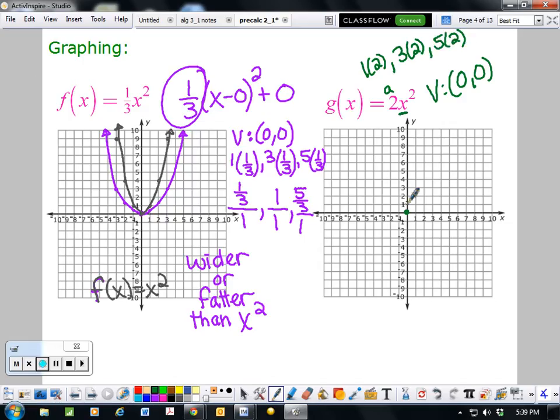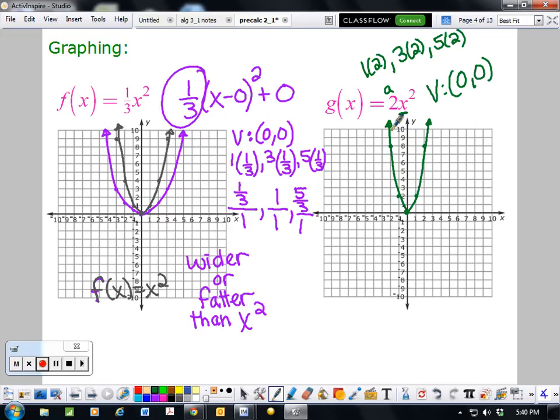Which means from here I'm going to go up 2 over 1. And then up 6 over 1. And then I run out of room. So there's my parabola. There's my quadratic.